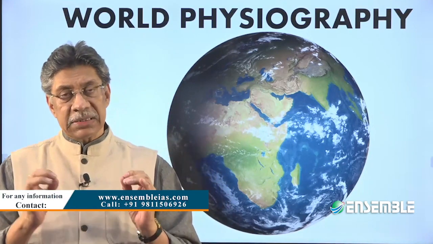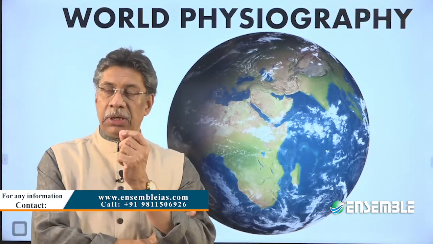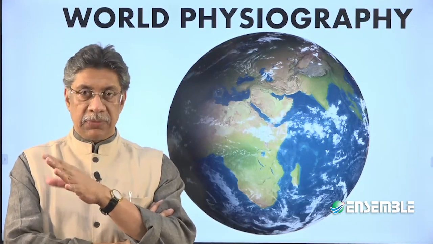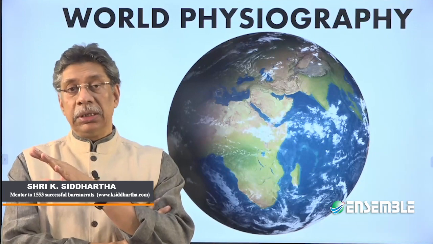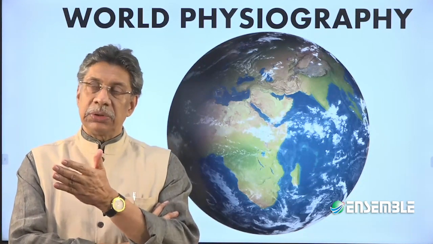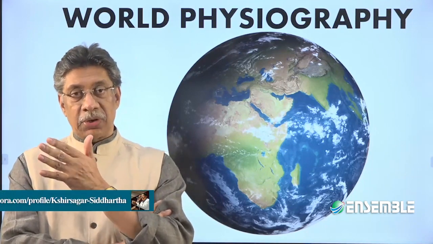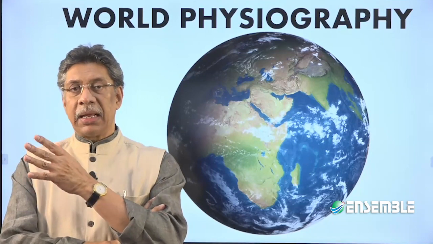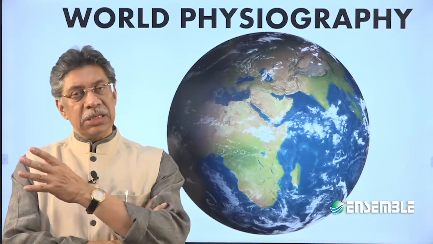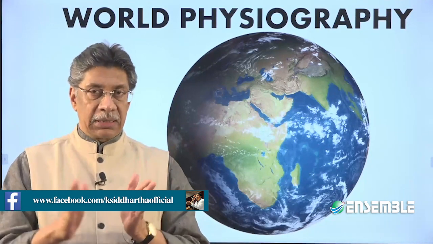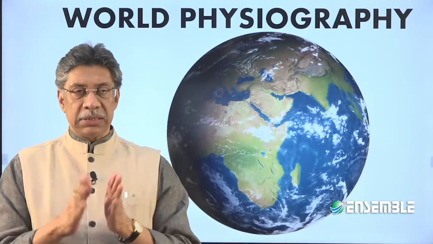So world physiography essentially comprises the study of the features that are found on the crust, the features found on the lithosphere, on the surface of the earth, and that goes on to include cratons and orogenic belts, and then the various types of faults, and then the mountains as well as the plains at the same time. So that is what exactly world physiography essentially comprises.